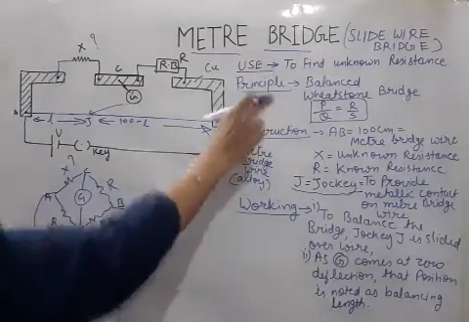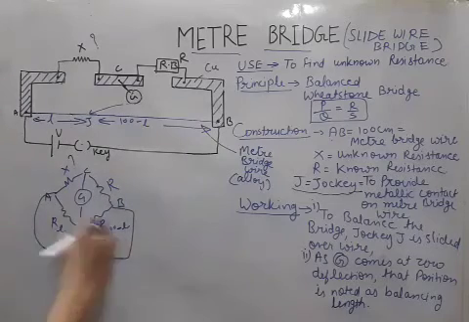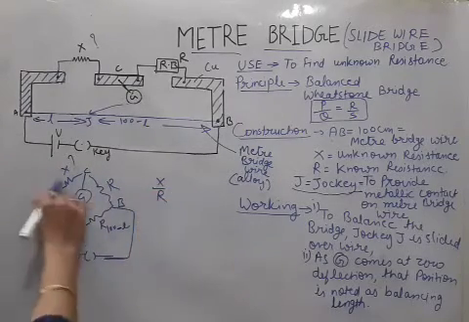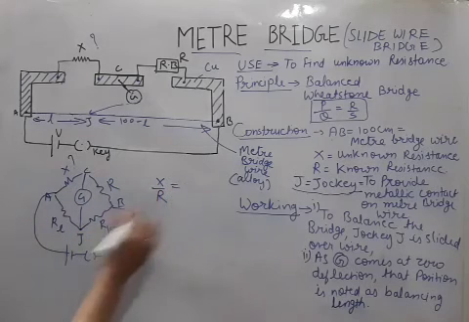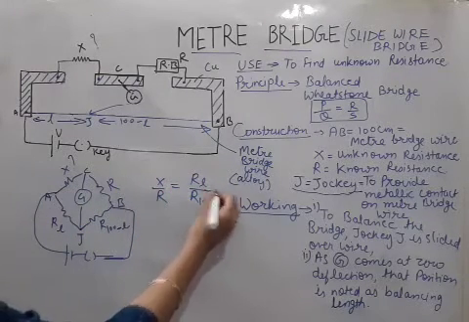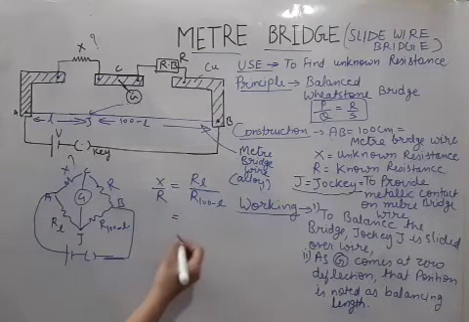That says P upon Q equal to R upon S. That means the ratio is the same. So let us write the ratio X by R equal to RL by R(100 minus L). Okay, the ratio of these two is the same.